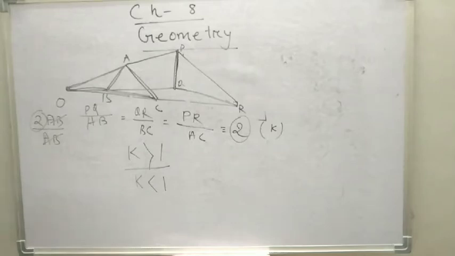Apart from this, there is one theorem in our unit of geometry, and the theorem is that a given straight line can be divided internally or externally in a given ratio at one and only one point. So we have this theorem: a given straight line can be divided internally or externally in a given ratio at one and only one point. So let us prove this theorem.